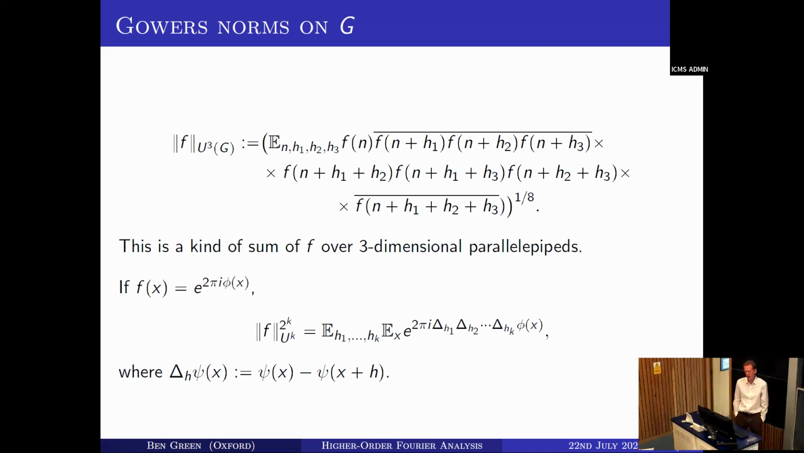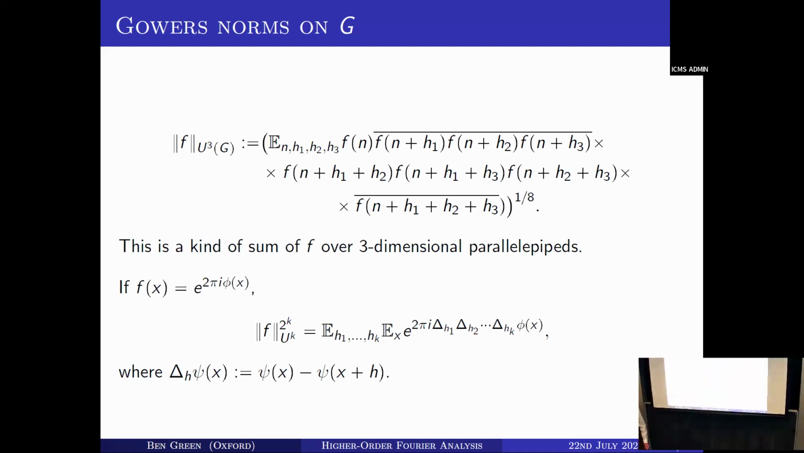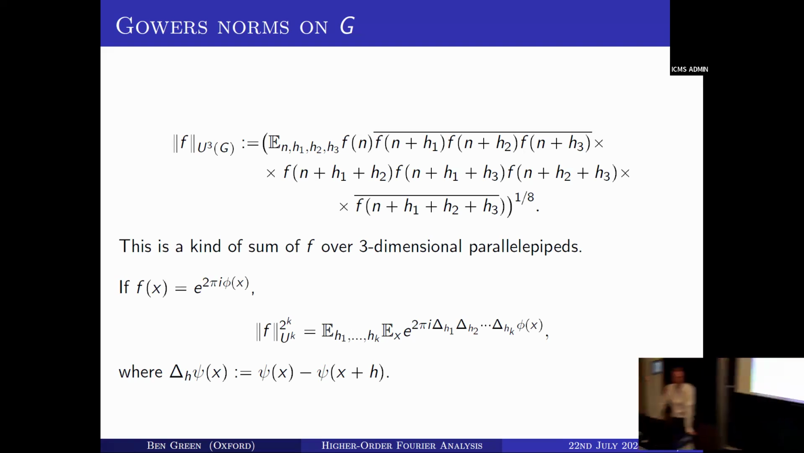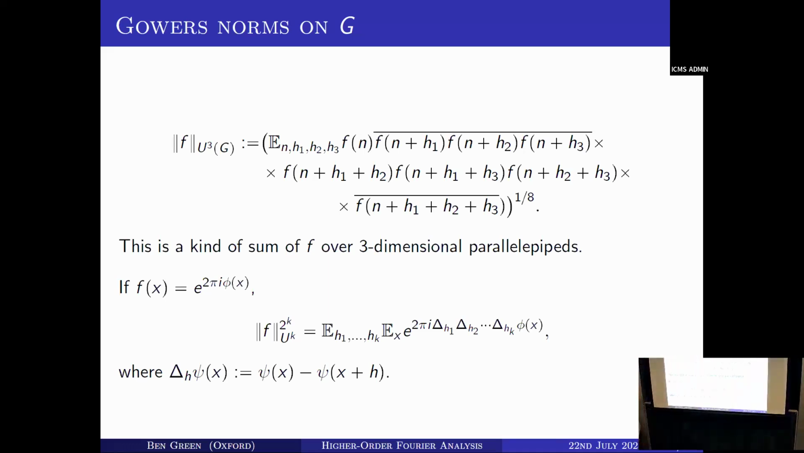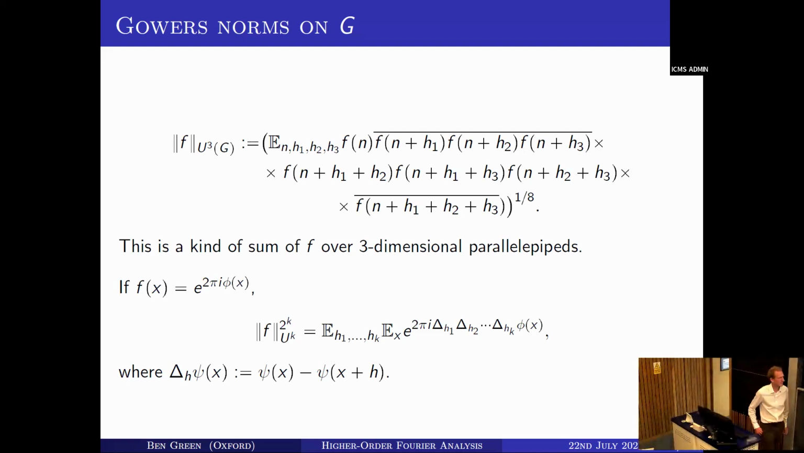Here's another way of motivating why you would think about the Gowers norms. If your function f happens to be a phase function, so if it happens to be e^(2 pi i phi(x)), where phi is some real-valued phase, then the 2^k-th power of the Gowers norm is basically an average of the k-fold discrete derivatives of that phase. I think that makes it look like a reasonably natural thing to consider.